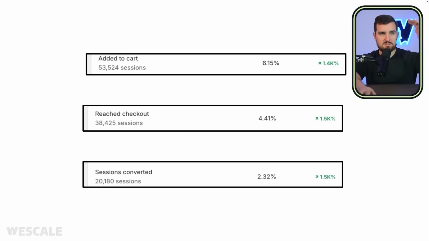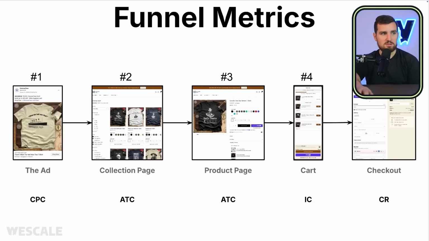So if it was 10% add to cart, which we shoot for 6 to 8, but just for easy numbers, 10% add to cart, you want 7% reach checkout, and then 3.5% sessions converted, or healthy benchmarks that we can shoot for. So each page within the funnel impacts a different one of those metrics. So the add to cart rate, that's what percentage of people landed on the site and then added to cart.